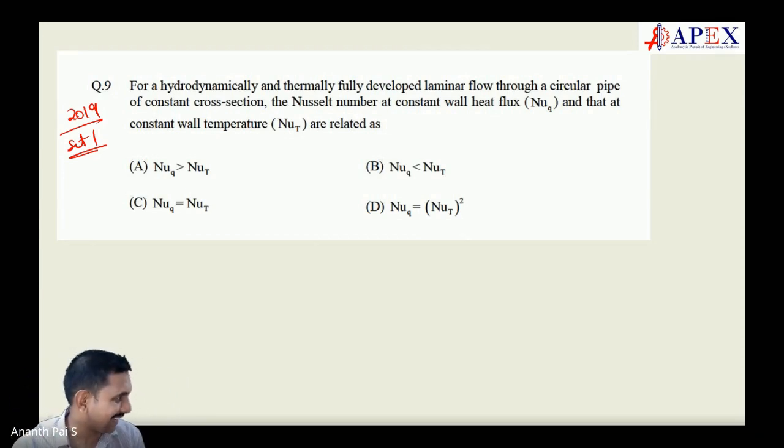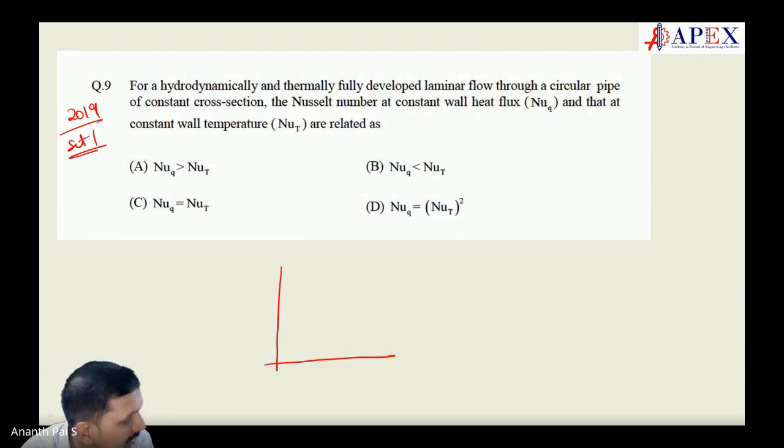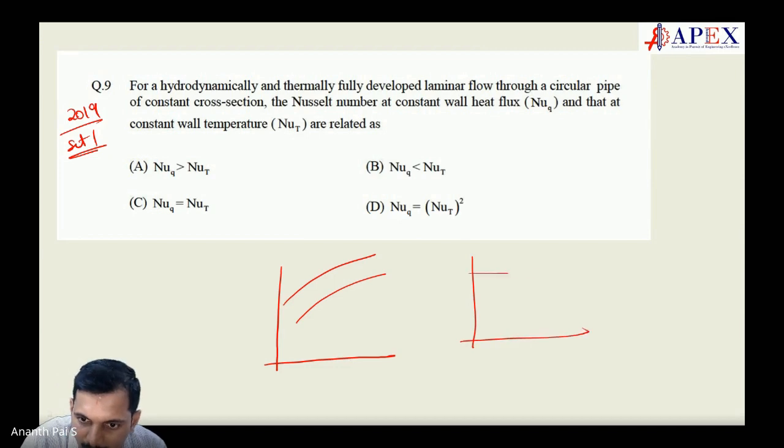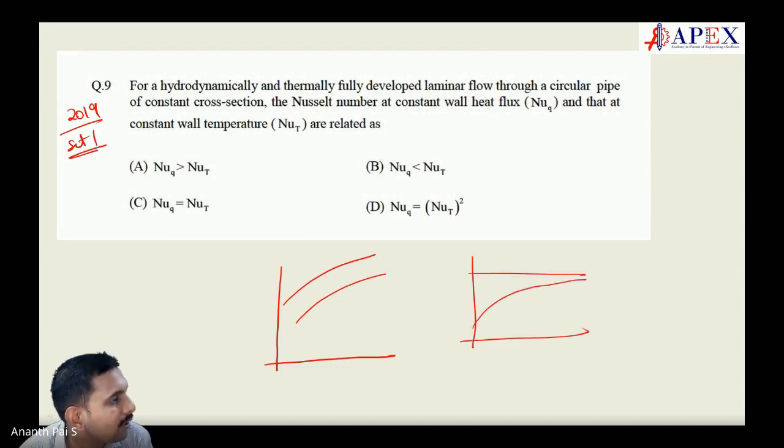A is the answer, correct. Okay, so now what is happening is, if you look at the notes, the Nusselt number is related to the heat transfer coefficient. Heat transfer coefficient is related to heat transfer. If you consider constant heat flux, this is how it goes. If it is a constant wall temperature, this is how it goes. Where do you think the Nusselt number is more? Where the heat transfer is more? In the first case, is it not so? This is the answer. Make sense? So, by logic.